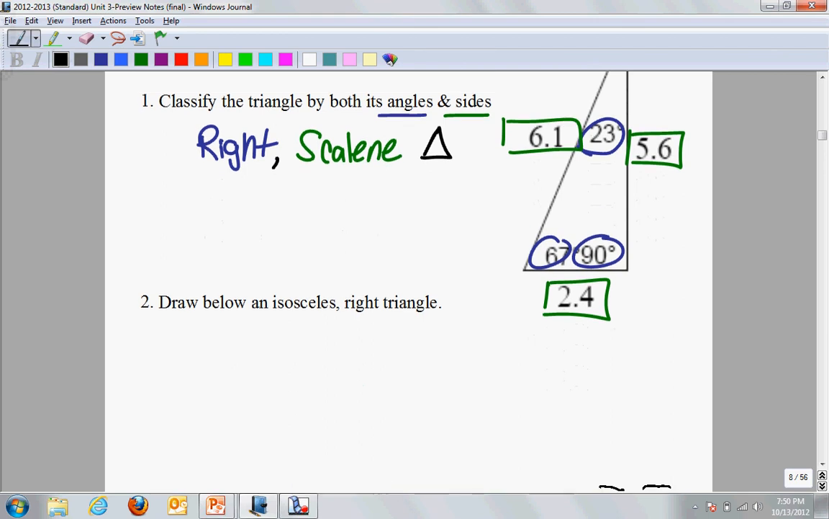Number 2, it says draw below an isosceles right triangle. Isosceles, two sides are equal, right, one right angle. So two sides equal, that's isosceles. And the right angle must be squeezed between the two equal sides. I'll explain why in a little bit, but that is a necessity. That would be an isosceles right triangle.